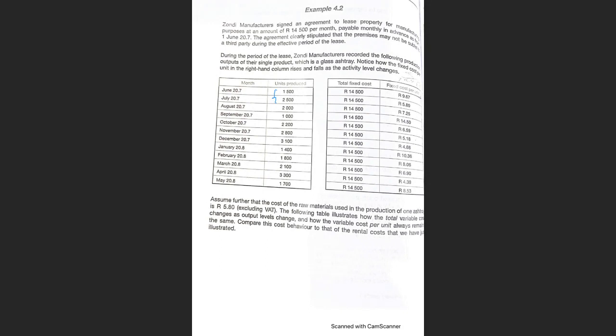For June, we had produced 1,500 units. In July, we had increased that to 2,500 units. So the 14,500 was split between 1,500 units first, which gave us the variable cost of 9.67. But then we took the 14,500 and spread it over more units. So we spread it over 2,500 units, which is 1,000 more than the previous month, which means that we would have a lower per unit cost.